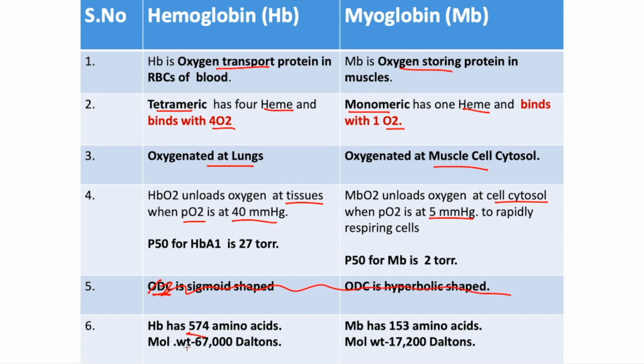Hemoglobin has 574 amino acids. Molecular mass is quite high, 67,000 daltons or 67 kilodaltons, whereas myoglobin is a smaller protein compared to hemoglobin. It has just 153 amino acids and the molecular mass is 17,200 daltons or 17.2 kilodaltons.